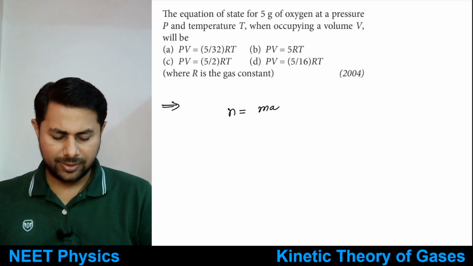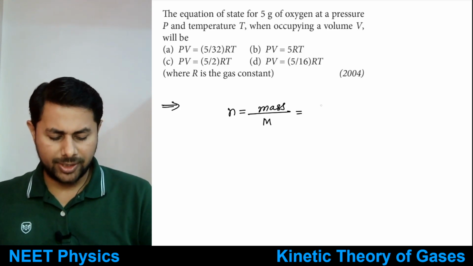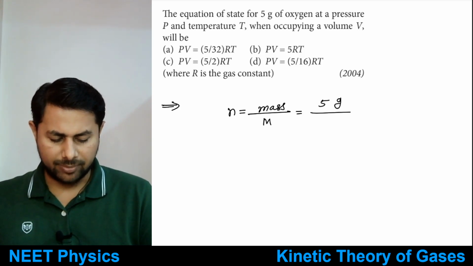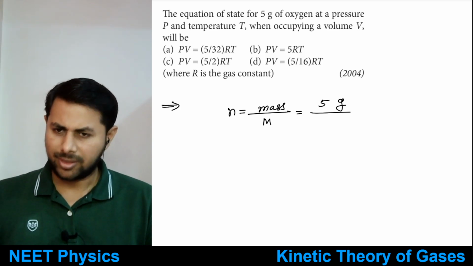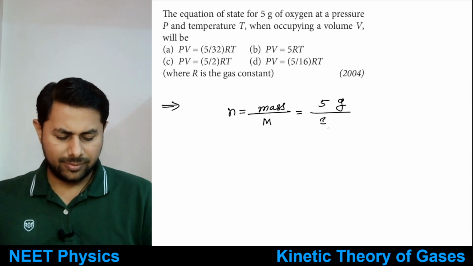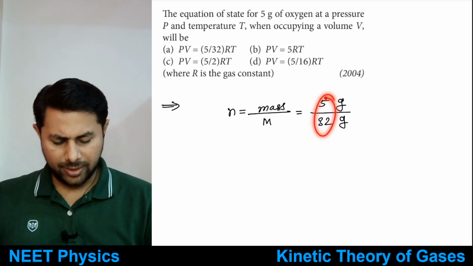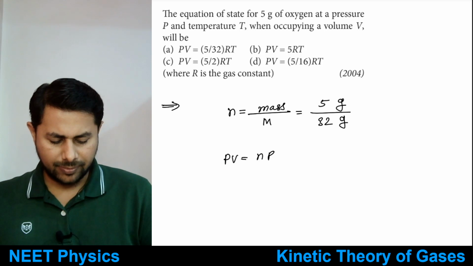Mass of gas divided by M. Okay, molar mass or molecular weight, right? What is the molecular weight of oxygen? This is not 59, this is 5 grams, right? What is the molecular weight of oxygen? 32 grams, right? So then this is 5 by 32. So what would be the answer? PV equals nRT. n is 5 by 32. So PV equals 5 by 32 RT.